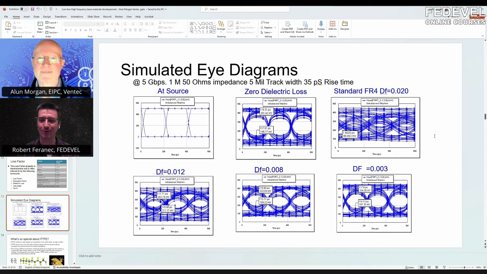Thank you very much, Alun, for this. It's my pleasure. So I think we are going to start with the main thing. What is the main reason behind using different materials? I think one of the main reasons is loss. That's what we see on this slide, or am I wrong? Yes, absolutely.